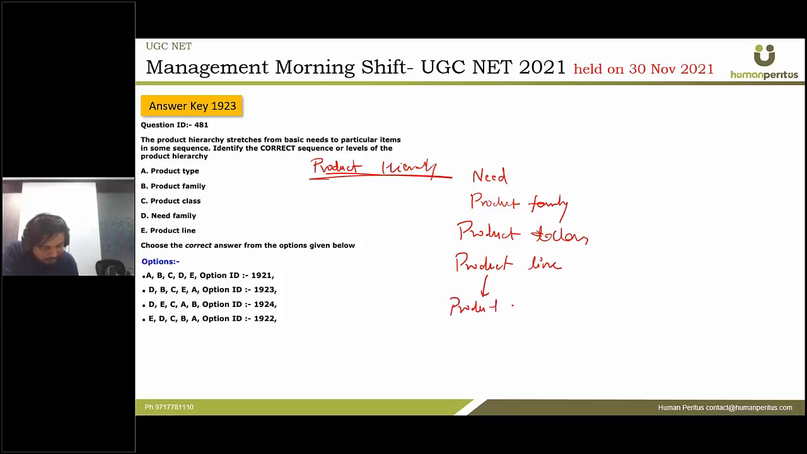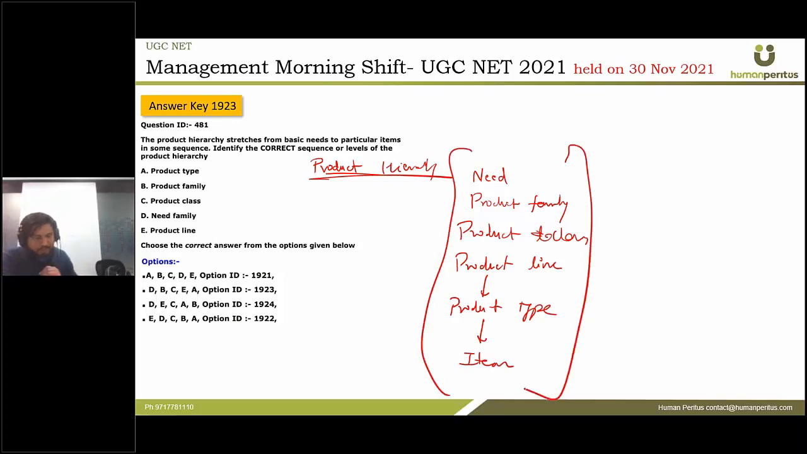Then there is a product type. Okay, and there is one more category which is item. So you can easily find out the answer by knowing these stages. Now, if you see the answer, first is the D option, which is given in these two things. Then would be product family, which is DB. Okay, so again DBCEA, DB. C is the product class, then product line, and then finally product type. Okay, so the correct answer is 1923.